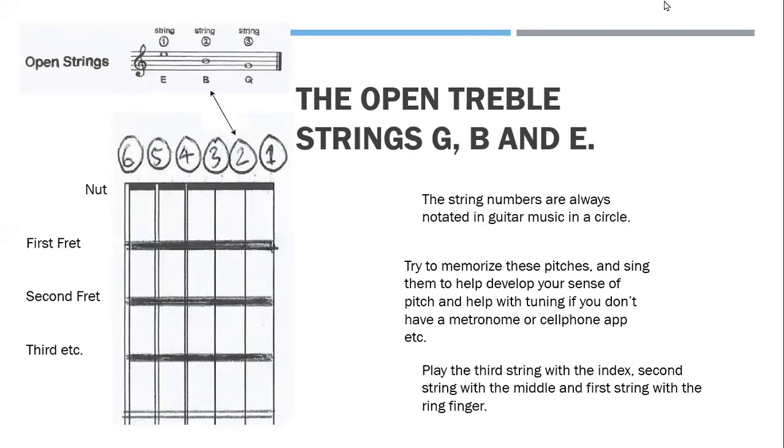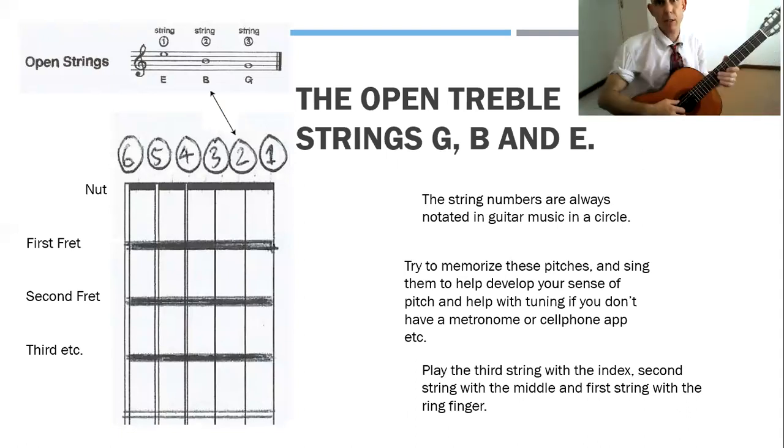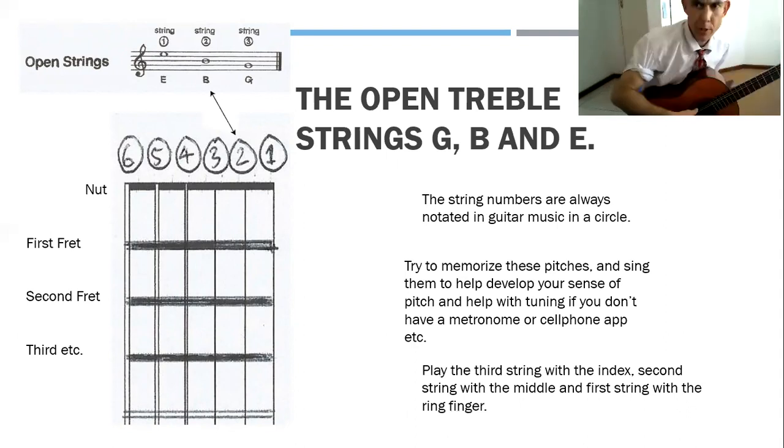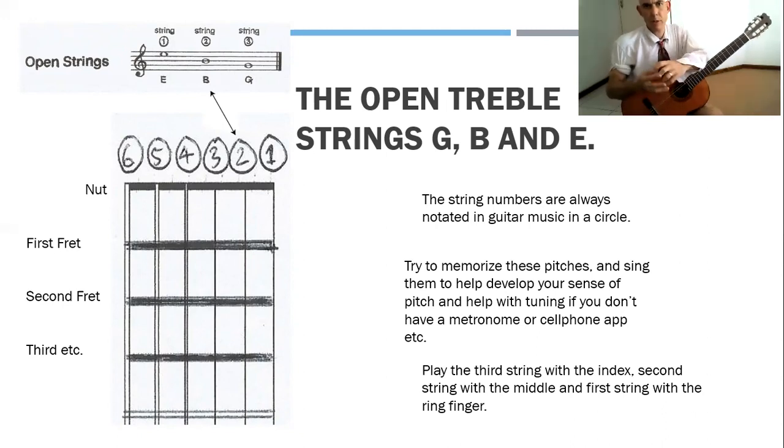Let's look at notes on the treble strings. So the first string is E, that's open E, in the fourth space, theory talk, fourth space. On the third line there's B, and then G, where the treble clef crosses the second string.